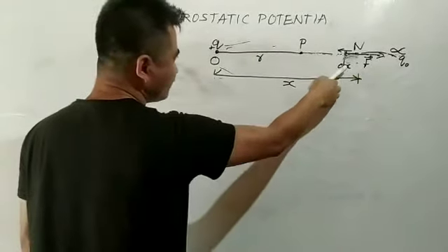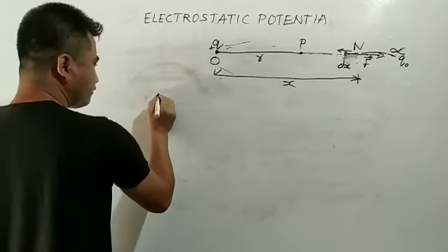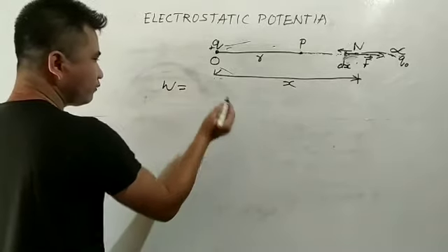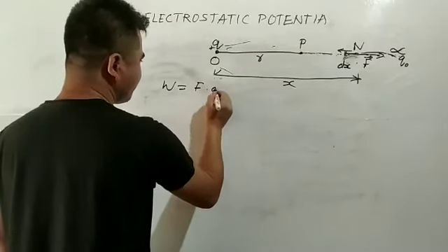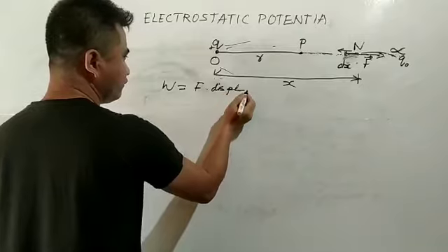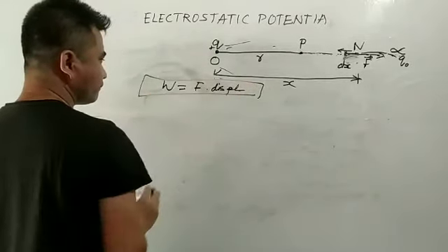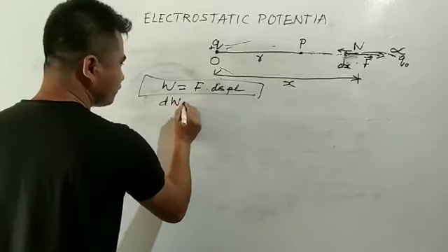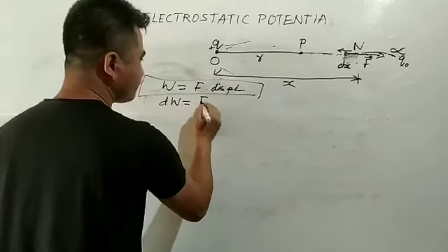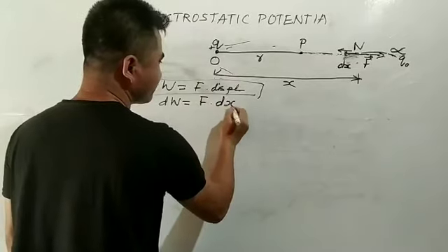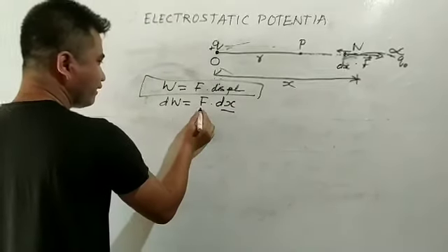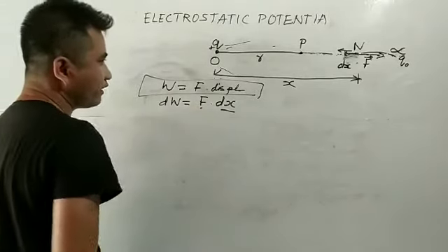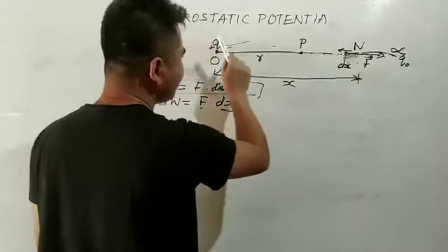Because the displacement is small, the work done will be small. What is the definition of work? Work is force into displacement. You have studied this in high school, right? So the small work done will be dW equal to F dot dx. dx is displacement, F is force. This force is the electrostatic force between this q naught and this q.